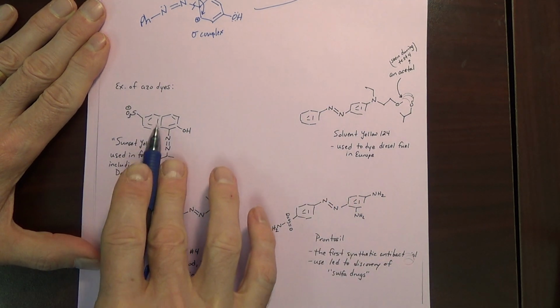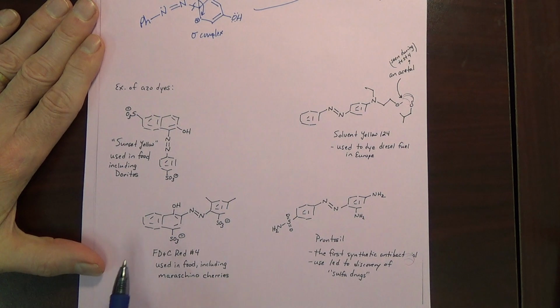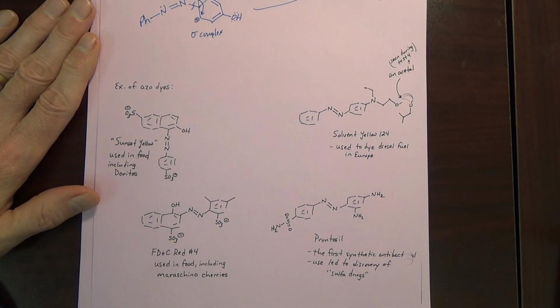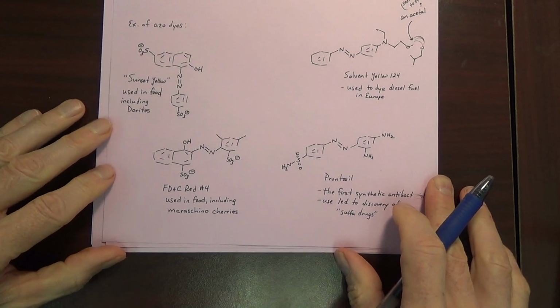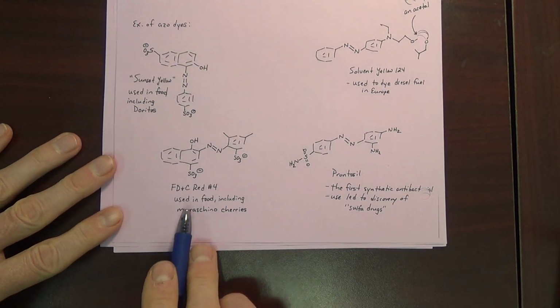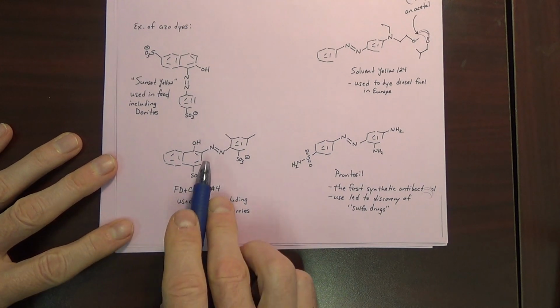This one's called Sunset Yellow. It's actually used to color certain foods like Doritos. So when you have a bag of Doritos, you think you're eating yellow cheese. It's really yellow food dye called Sunset Yellow. If you eat red maraschino cherries, they have plenty of FD&C Red number 4.